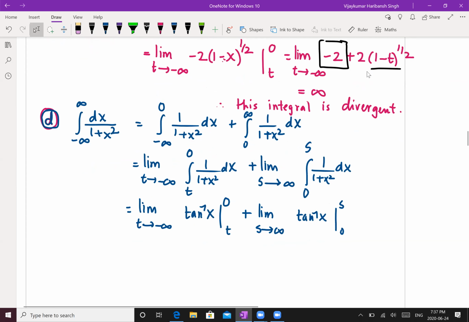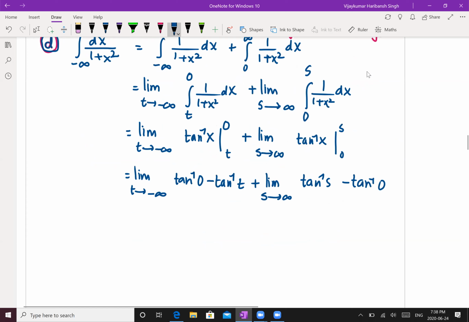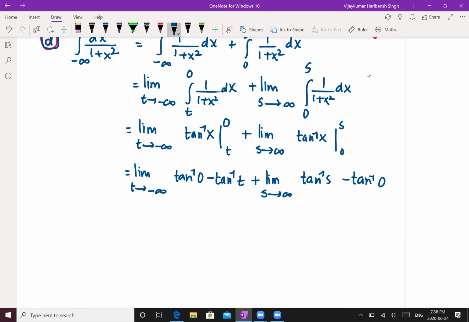Now this is going to be the limit as t goes to negative infinity of tan inverse of 0 minus tan inverse of t, plus the limit as s goes to infinity of tan inverse of s minus tan inverse of 0. So now we need to investigate tan inverse of t. How does that look? If you want to draw tan inverse, this is how the graph of tan inverse looks.